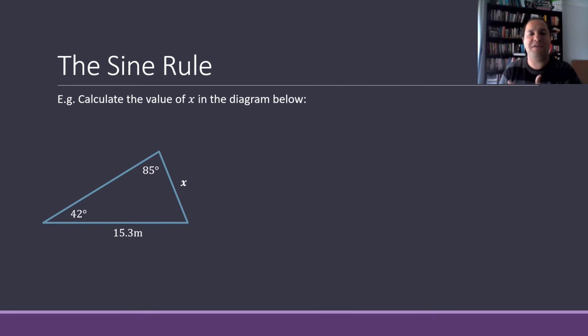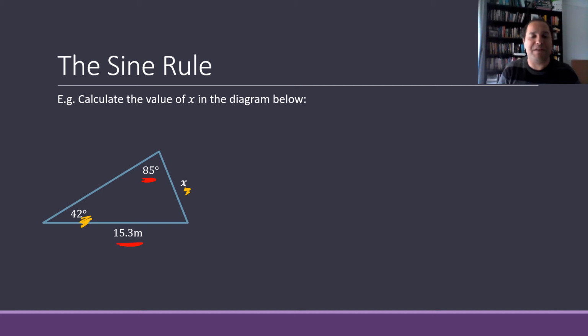All right, so in this first example, we've got to calculate the value of x in the diagram below. So we've got x here, and we know its opposite angle over here, 42. Now the big giveaway here that we're going to use the sine rule is the fact we do know an opposite angle and side pair. So we know the angle 85 up here, and we know the opposite side, 15.3 meters. So because we know that opposite pair, that's a big giveaway to say we're going to use the sine rule.